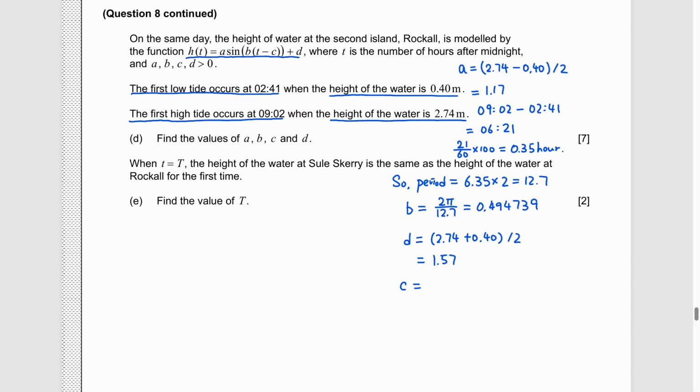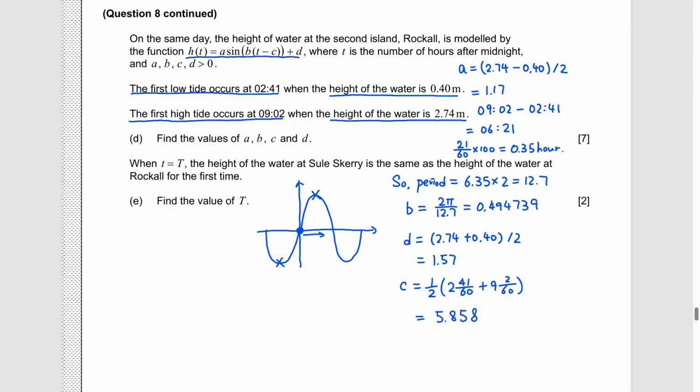The value of c is the horizontal shift, which represents the time of the mid-level point of the sine function. To find this, we take the average of the times of the lowest and highest points. Finally, we want to find the capital letter T, which represents the time when the two functions are equal. Using the calculator, we find that t equals 4.16.